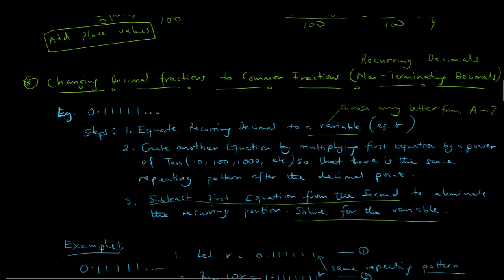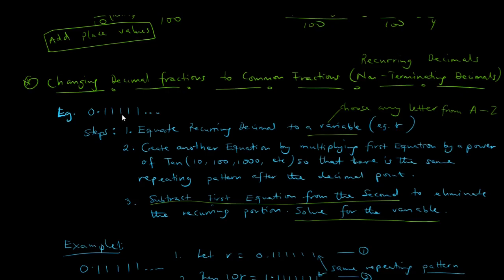First, we will equate the recurring decimal 0.111 to a variable, and this variable could be anything from A to Z. So in this case, we'll choose R. Secondly, we will create another equation by multiplying the first equation, that is R is equal to 0.111, by a power of 10, such that we will have the same repeating pattern after the decimal point. So our aim is to get 1.1111 after our multiplication by a power of 10. So sometimes we need to multiply by either 10, 100, or 1000 to achieve that effect.